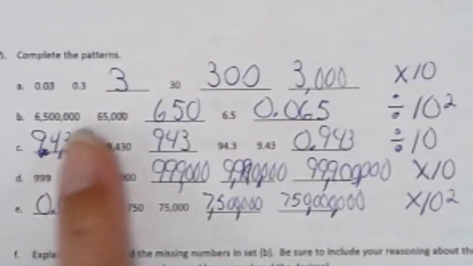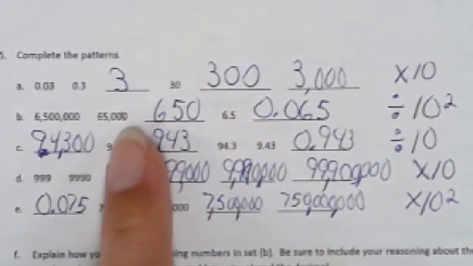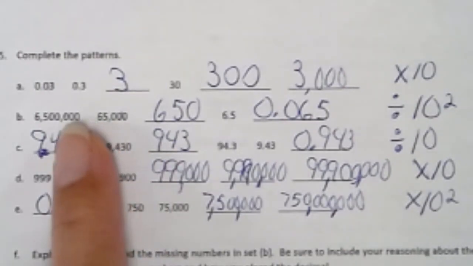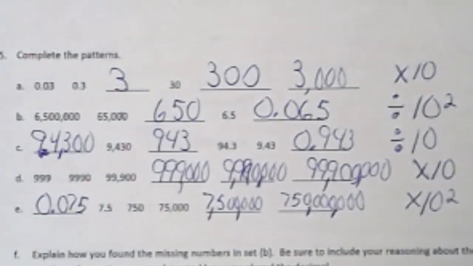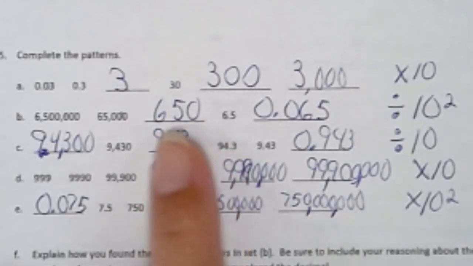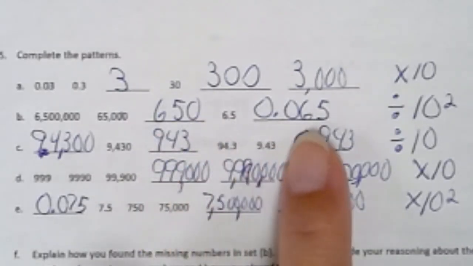Here I saw my numbers were getting smaller, so I knew that was division. But it was a little harder to figure out what they were dividing by because they weren't just moving over 1 place value, they were actually moving over 2. So they were dividing by 10 to the second, or dividing by 100. So I had to continue that pattern by moving 2 times. So I had 650, then 6.5, then 65 thousandths.